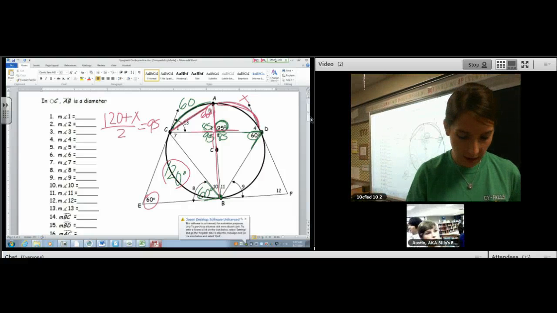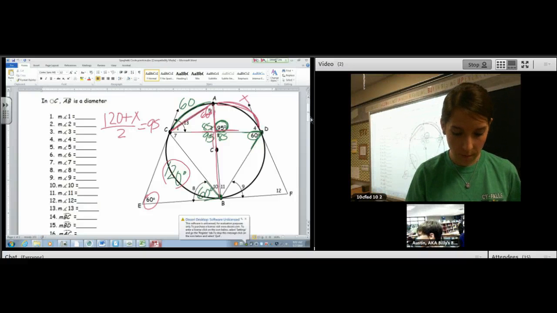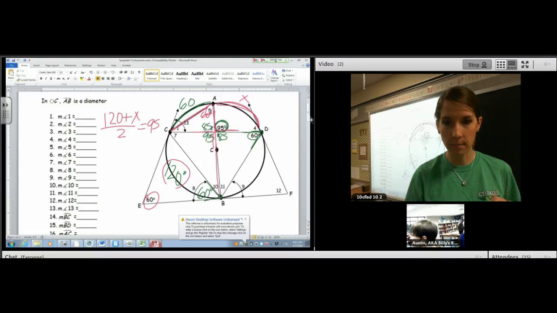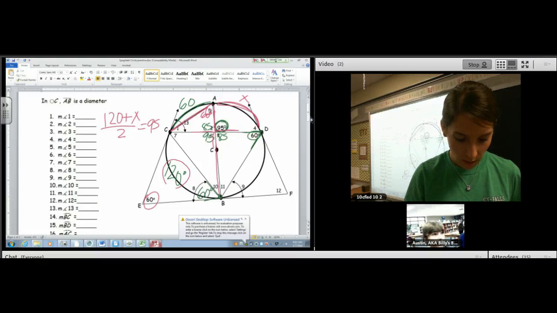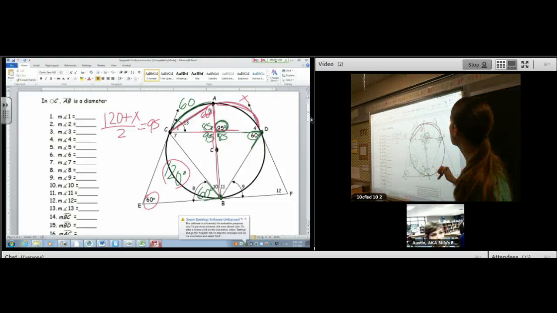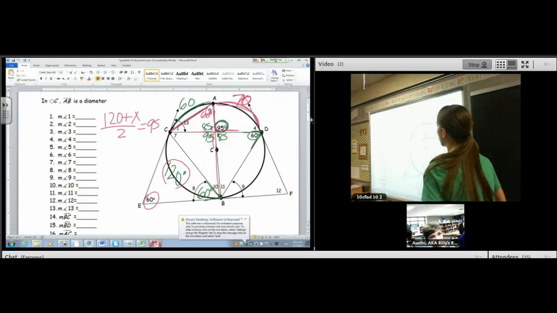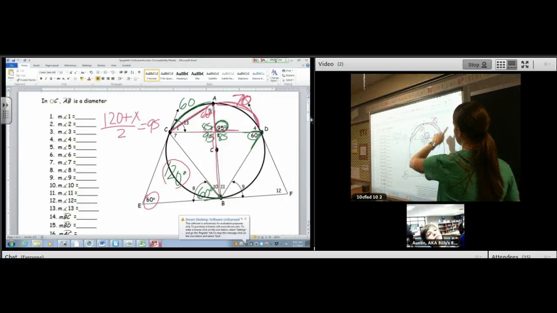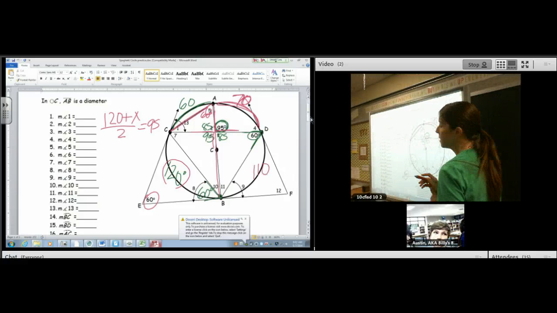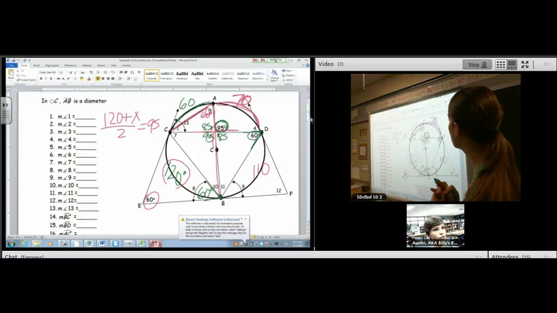So if I did 95 times 2, that's 190, and 190 minus 120, so now I know that is a 70-degree arc. Now that I know that's 70, I know this one is 110 because of the diameter. And now I am pretty much in good shape.